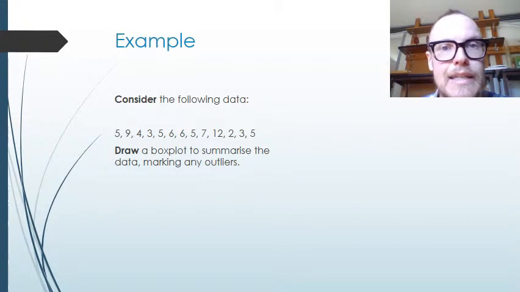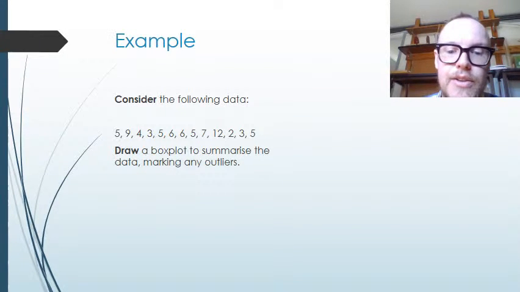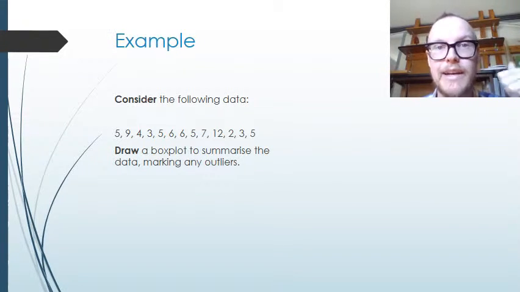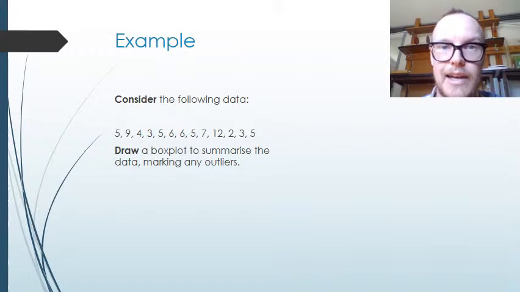Let's have a look at an example now. If we look at the following data, let's try to draw a box plot to summarise the data and make sure we mark any outliers. Well, in order to draw our box plot, we need our 5-figure summary, and we need any outliers as well.